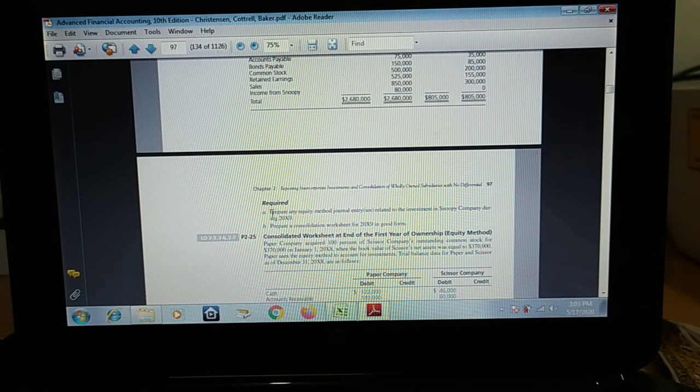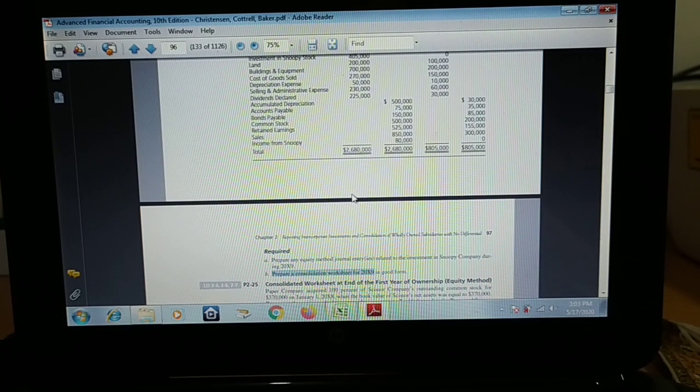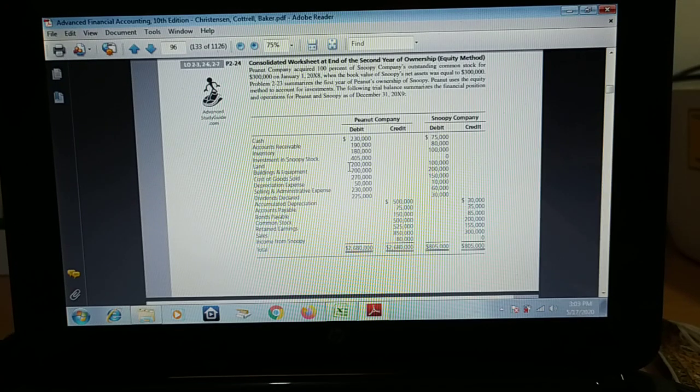We are asked A to prepare any equity method journal entries. Then B, we are asked to do the consolidation worksheet for 2009. So remember, because this is already the second year of ownership, there are no journal entries anymore for the purchase of Snoopy Company. So two journal entries are left, which are about the net income and the dividends.